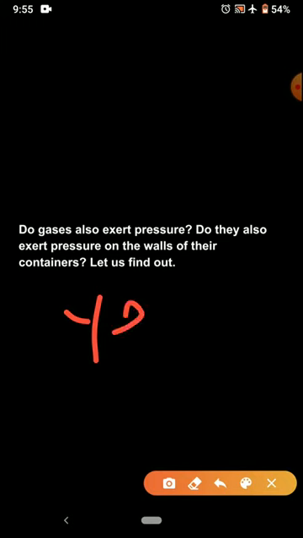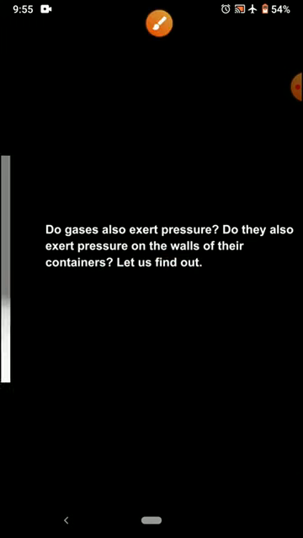Do gases also exert pressure on the walls of the container like liquids do? Your answer will be yes. From these activities, from these examples, it is clear that gases also exert pressure on the walls of the container in which they are kept.